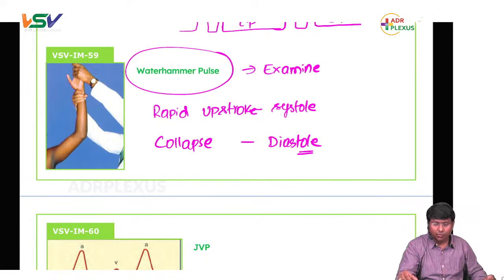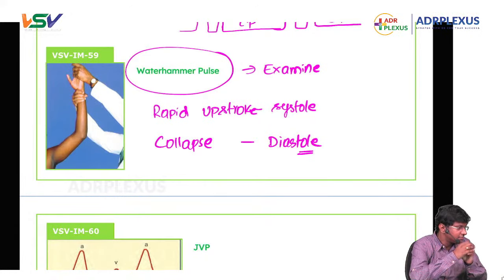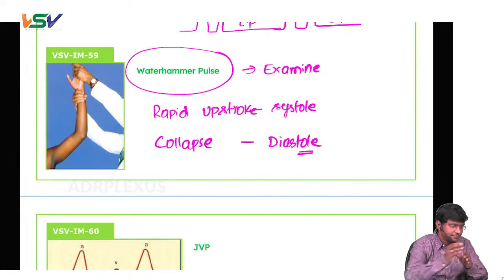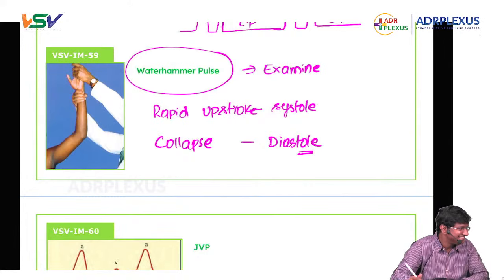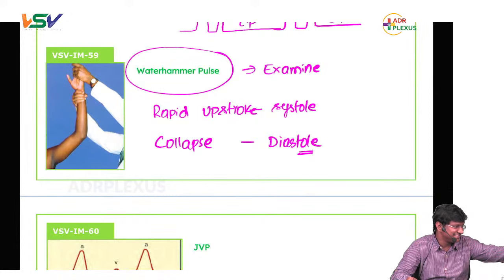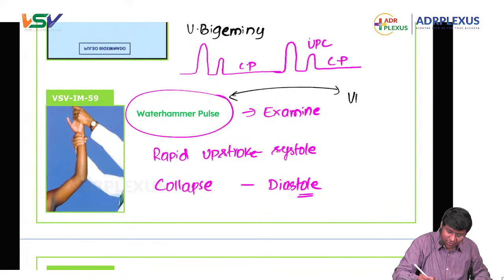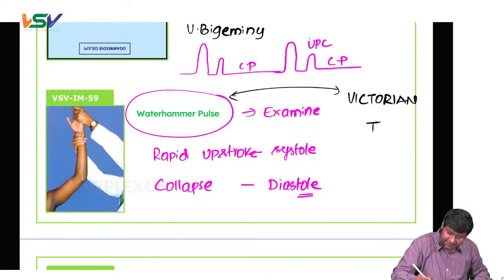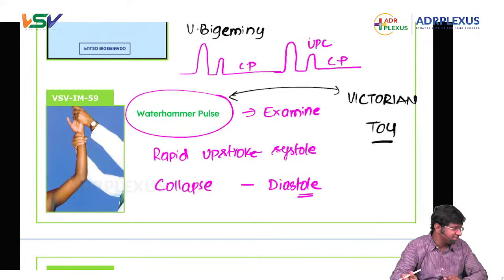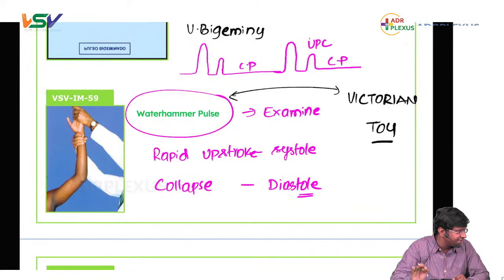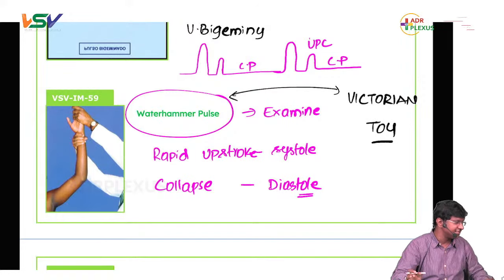Now can anyone tell me why it is given the name water hammer? What toy is that? Yes. So they have compared that with a Victorian toy. Even in the Victorian toy, there was a rapid fall and rapid rise, right? So they have compared this with the Victorian toy, and the name of that Victorian toy is water hammer, and that is the reason why the name is given as the water hammer pulse.